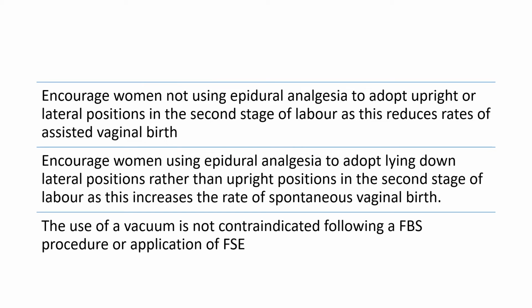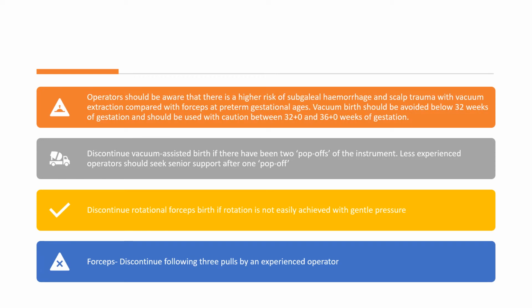The use of vacuum is not contraindicated following a FBS procedure or application of FSE, which is a fetal scalp electrode. Operators should be aware that there is a higher risk of subgaleal hemorrhage and scalp trauma with vacuum extraction compared with forceps at preterm gestational age. Vacuum births should be avoided below 32 weeks and should be used with caution between 32 and 36 weeks.